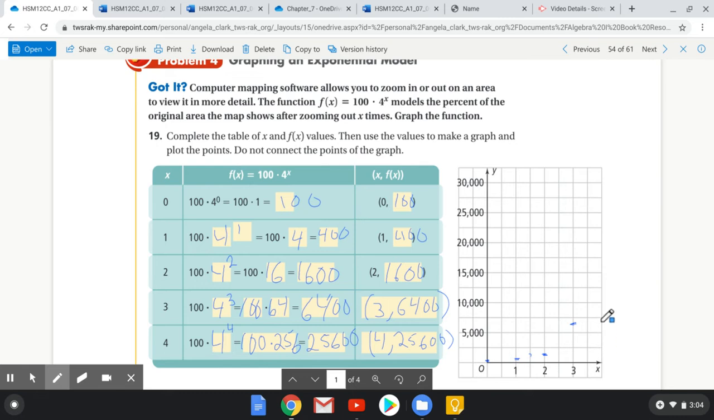We're going to go up to 25,600. So we have a line for 25,000. So we're just going to be a little bit above that line. And so our graph is going to look like this.